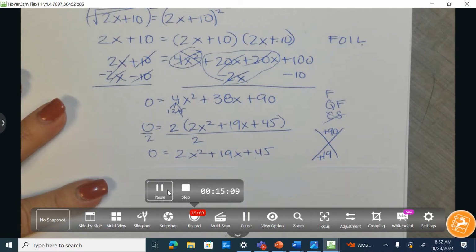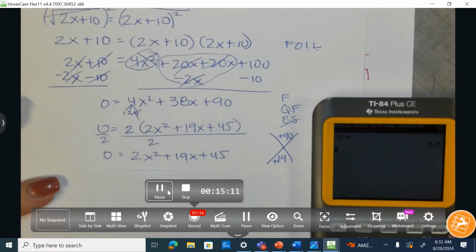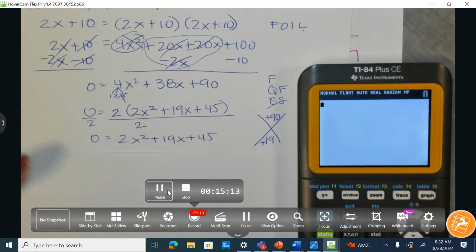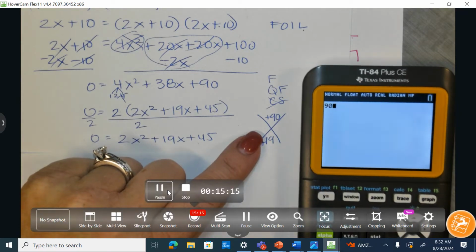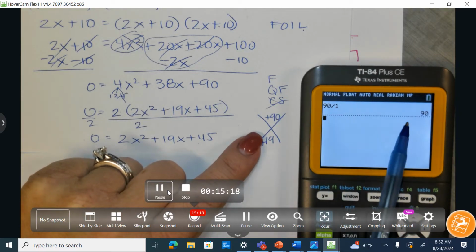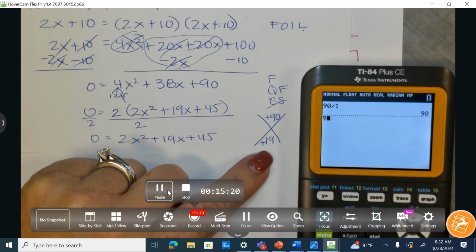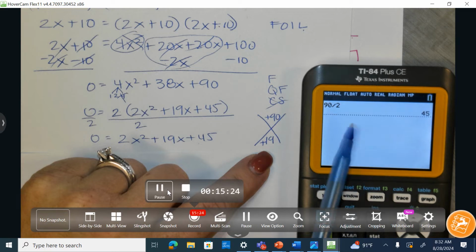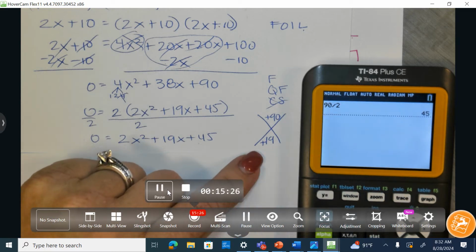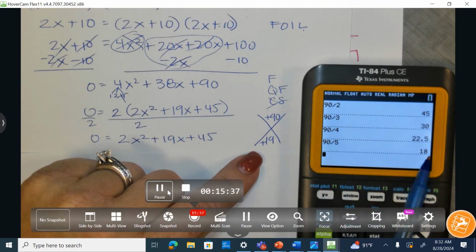I have not taken time to think through this. So if you're wondering, how do you come up with these numbers? Well, let's think through the process. 90 divided by 1 is 90. So 1 and 90 don't give you 19. Take 90 and divide it by 2. Well, 2 and 45 don't give us 19. Divide it by 3. 3 and 30 don't give us 19. Divide it by 4. Okay, I don't want it to have a decimal. Let's divide by 5. 90 divided by 5. Okay, 5 and 18 is closer to 19, but not the correct number.